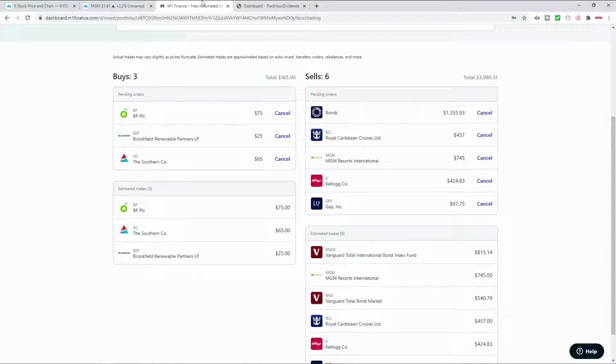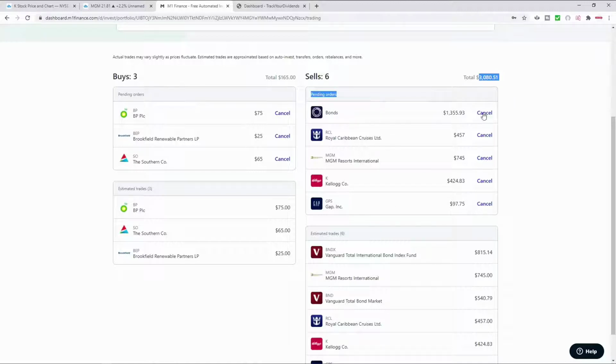So I did want to touch on some of the changes that I've been making to my portfolio. You can see some of the buyer orders that I'm putting here. I've got about 3,000 in stocks and bonds that I'm going to be selling.